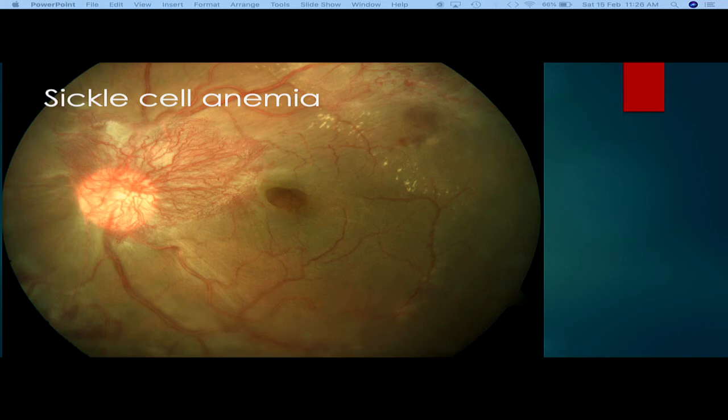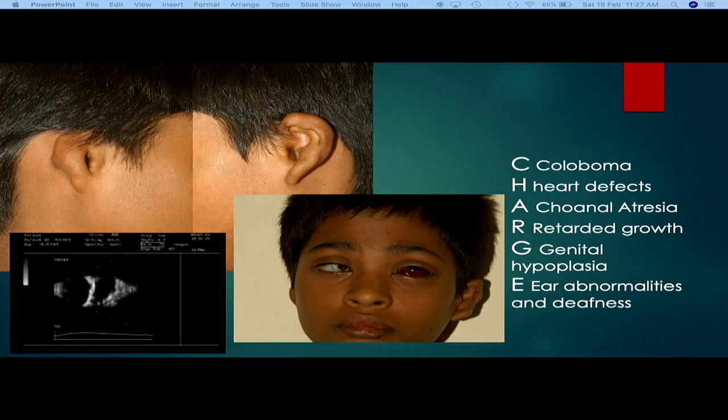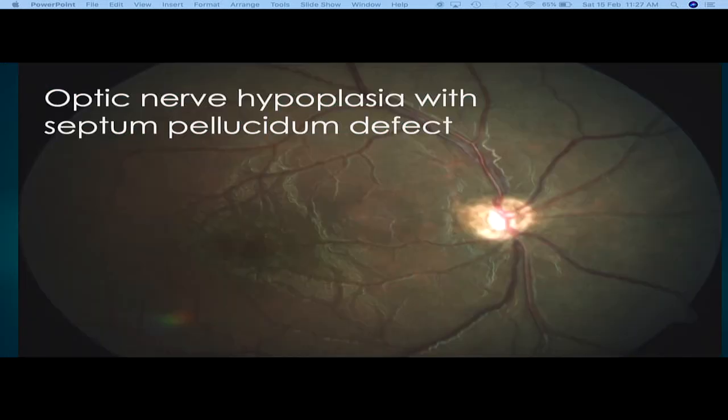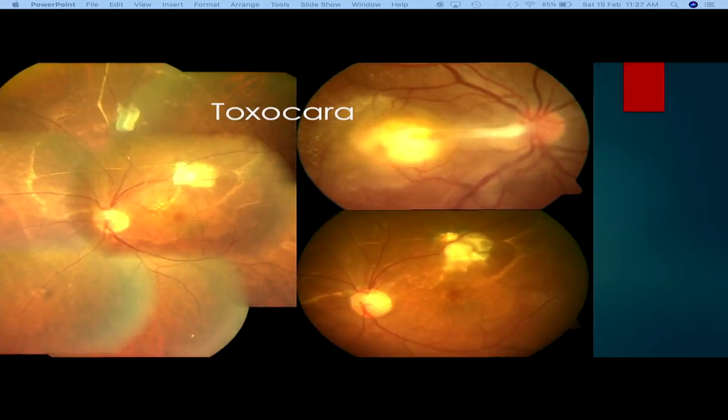There can be other conditions in the fundus which can lead you to discovering a systemic condition, like this child who had sickle cell anemia, or this one who had Goltz syndrome, with multiple teeth and finger abnormalities. It's important to know because sometimes these are life-threatening conditions, like CHARGE syndrome with coloboma of the eyes. And here you can see optic nerve hypoplasia with septum pellucidum deficit and an optic disc maculopathy, toxocara as Dr.